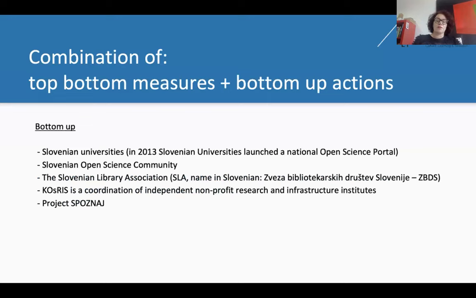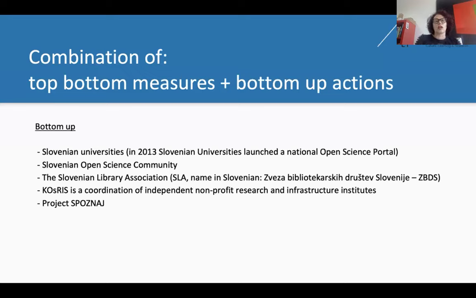And of course, at the same time, the bottom-up things were happening as well. Already in 2014, Slovenian universities launched an open science portal. And then in the last 2 years, there was a huge organization of the Slovenian open science community.